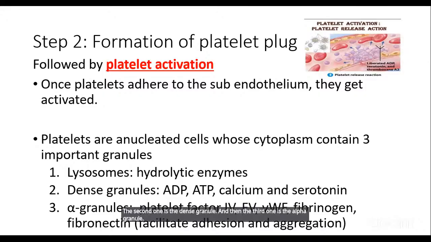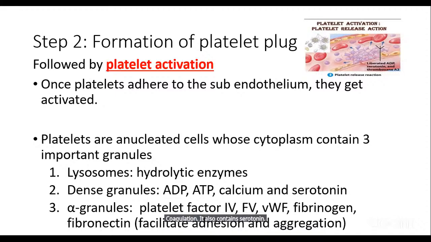Now, what are the key contents of these granules that play a role in hemostasis? The lysosomes actually contain hydrolytic enzymes. And hydrolytic enzymes, of course, are those that help the cell digest food, help the cell fight bacterial infections, and the rest. But the key ones are found in dense granules and alpha granules. So the dense granules contain adenosine diphosphate, adenosine triphosphate, calcium, which you know is a key element for coagulation. It also contains serotonin.